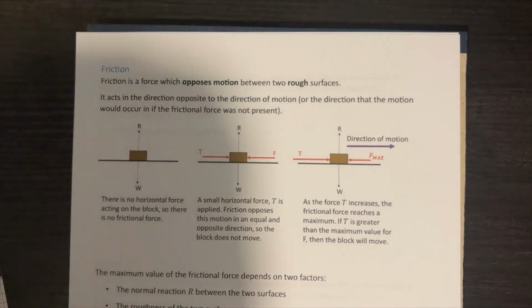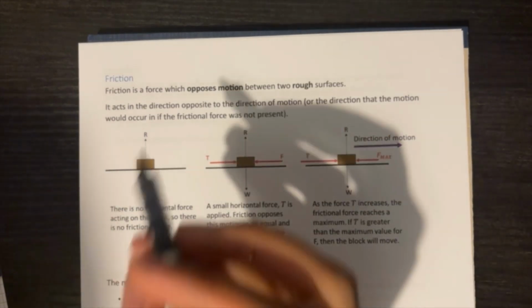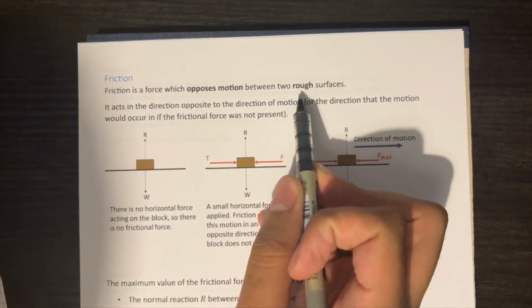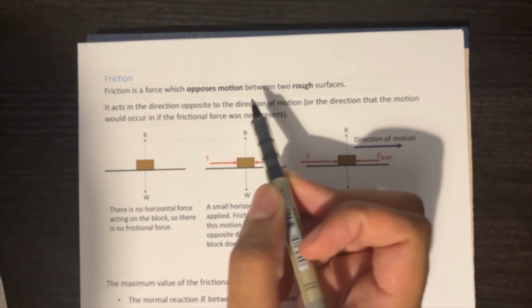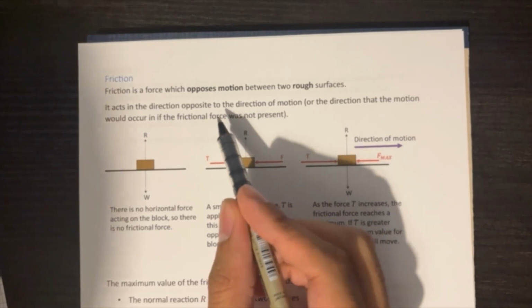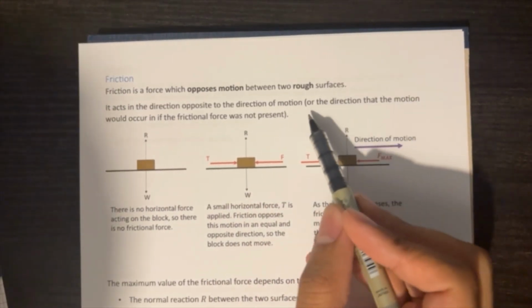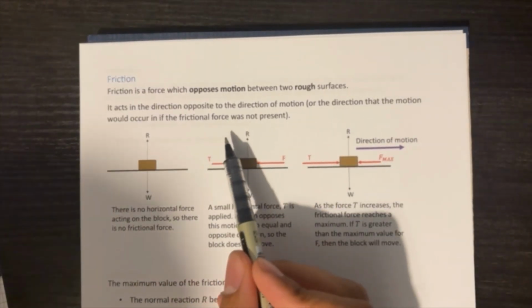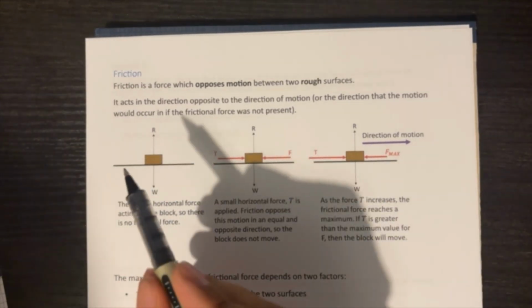In this video we're going to look at friction. Friction is a force which opposes motion between two rough surfaces. The force of friction is always going to act in the direction opposite to the direction of the motion, or the direction that the motion would occur in if the frictional force wasn't present. So we're going to look at a couple of situations here.